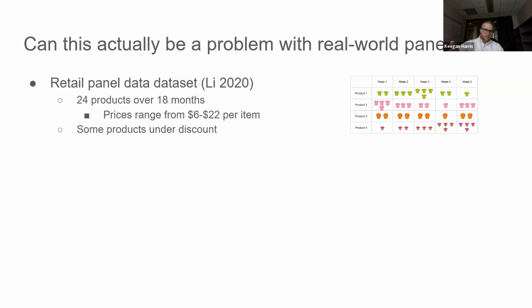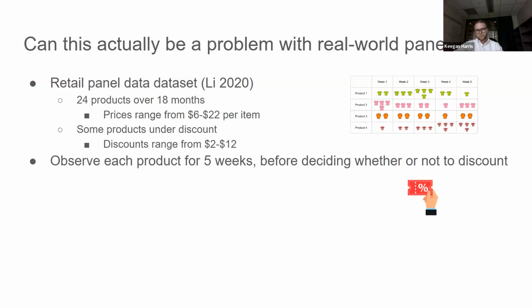And then at various times of the year, some of these products go under discount. And these discounts range from, say, $2 to $12. And so the way we construct our data set is we find periods of 5 weeks under which each unit is under no discount, and then a period of 3 weeks following it, whether it's continuously under discount or continuously under no discount. And we take these and we treat these as our particular units.